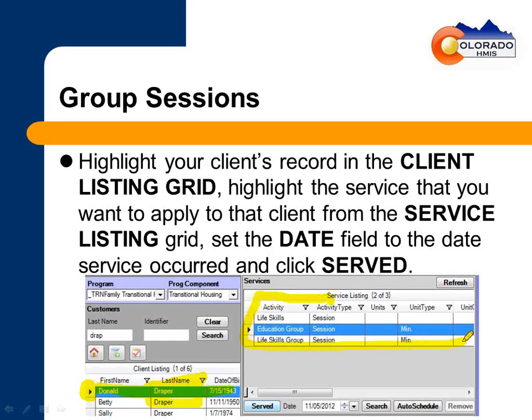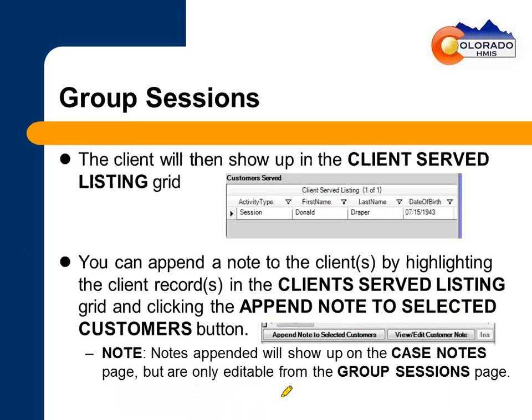Then you go over under the services listing grid, and you choose the group service that you want to provide. Again, select the entire record. Then you set the date of service and click the served button. So we choose the program, we find our client, we find our service, we set the date, and then we click served.